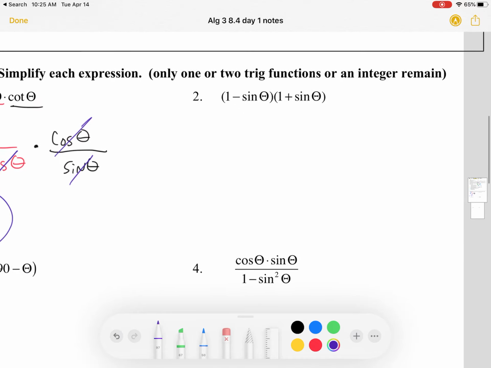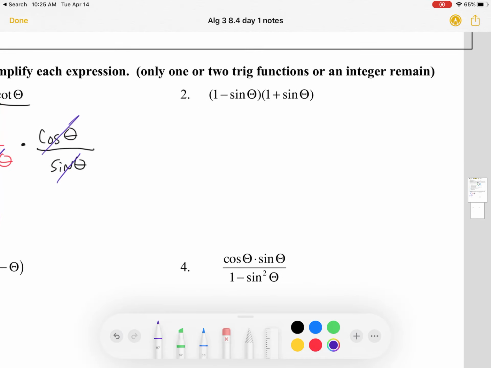Okay, on to number 2. Now, none of this appears on our trig function sheet. If you remember yesterday, there were the Pythagorean identities. These are similar to the Pythagorean identities, but they don't have the squared right there. So I am not able to rearrange my Pythagorean trig identities. What I need to do is just see what operation I am doing here. Am I adding, subtracting, multiplying, or dividing?